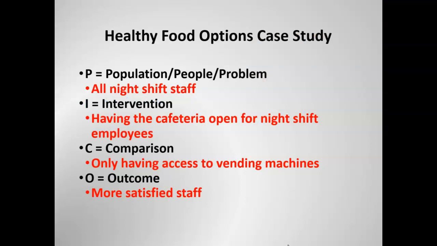Here's another option for that same case study. So the population could be all night shift staff. It doesn't just be nurses. It could be techs or housekeeping or anybody. The intervention, having the cafeteria open for night shift employees compared to only having access to vending machines. And the outcome, more satisfied staff. So we really do have the cafeteria open in the evening for night shift at some of our locations based on this case study, based on this project that came out of the nurse residency.